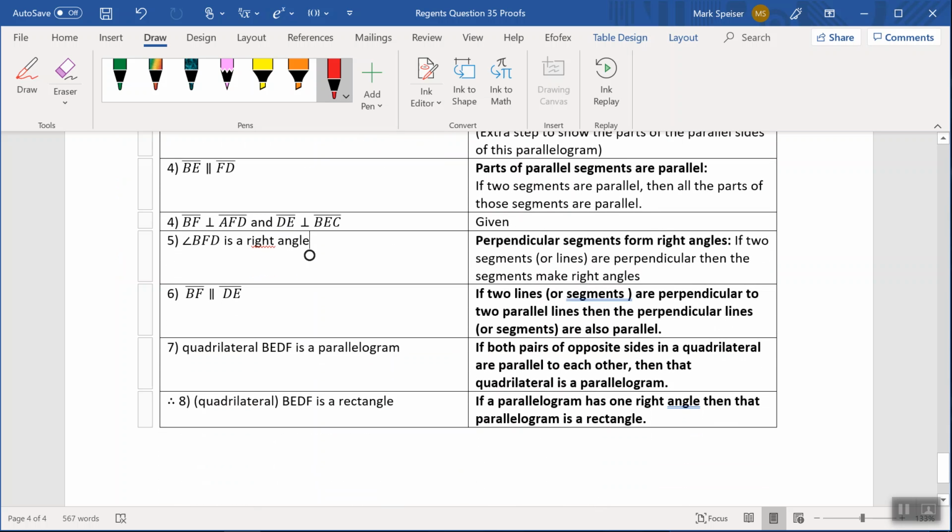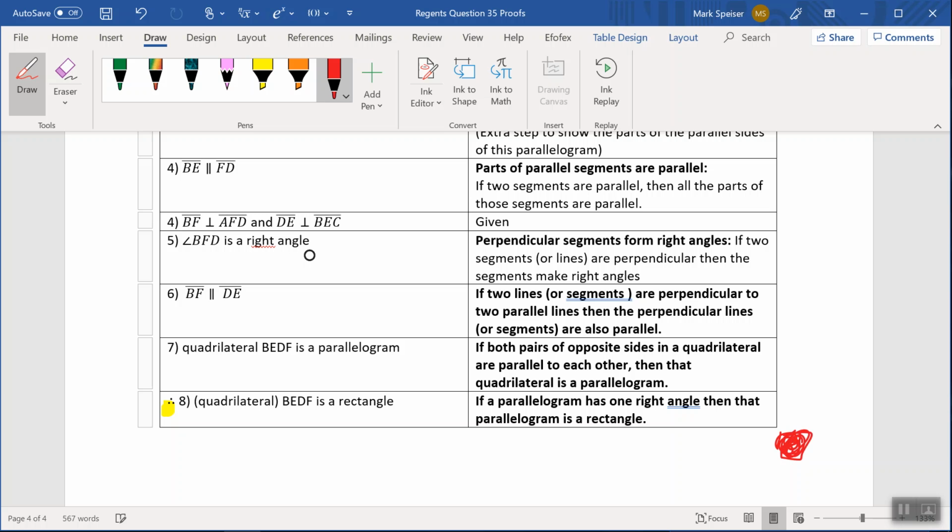This is an extremely important reason. Quadrilateral BEDF is a rectangle, which is our final step with the therefore symbol. The parallelogram has one right angle, and then the parallelogram is a rectangle. QED. A little box at the end, not really often used in this class.